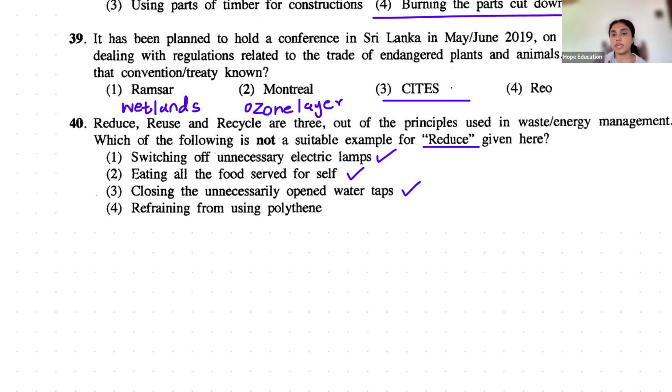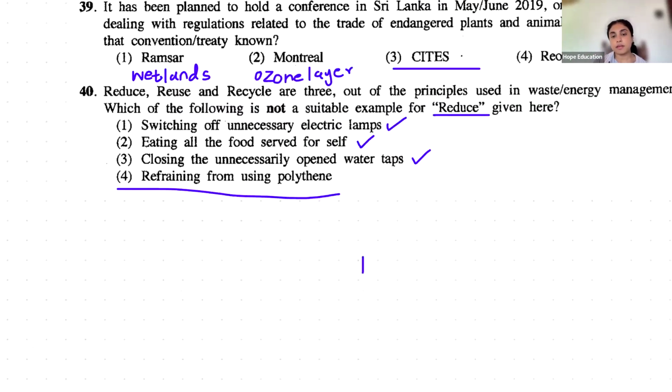Refraining from using polythene, we can't take that as an example for reduce. There's another concept, children, called replace. Replace means we replace the things we currently use that are harmful to the environment with good things. For example, instead of using shopping bags you can use cloth bags, the pump bags. So that is what replace means. So the fourth one is a good thing but it is not an example for reduce.